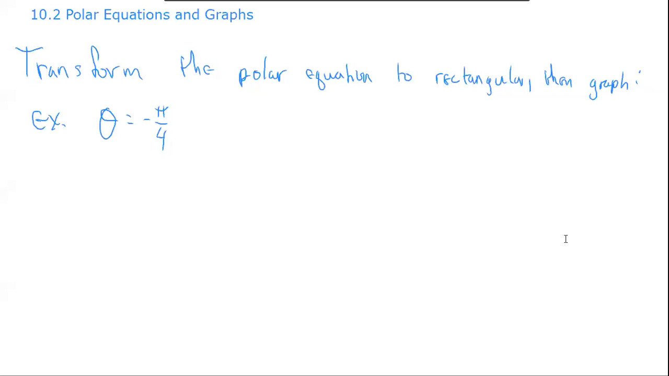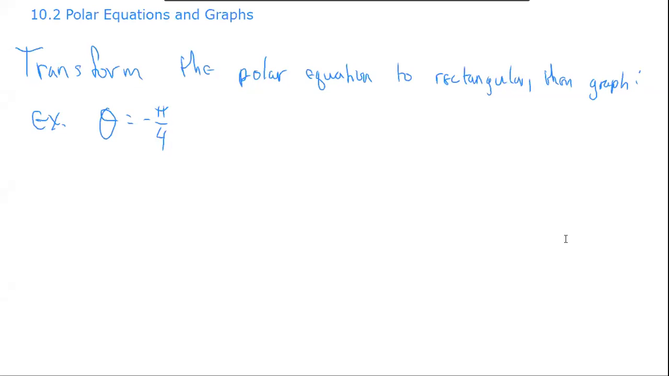Okay, so now we're into 10.2. Just going to go over some polar equations and graphs. This bleeds over from 10.1 in terms of there's a few other equations that you have to convert from polar to rectangular. I'm not going to do all of them because I've covered them already, but a couple that I do want to focus on would be something like this, theta equals negative pi over 4.